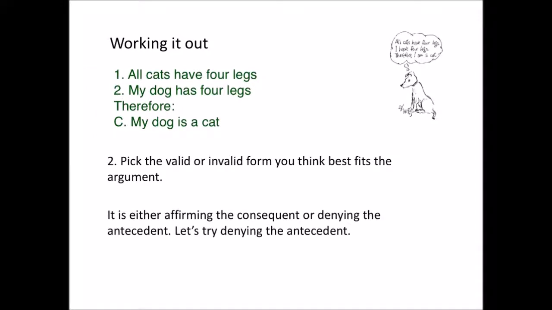So step 2, pick the valid or invalid form of argument you think best fits. Well, I thought this was invalid, so I'm going to pick one of the invalid forms. It's going to be either affirming the consequent or denying the antecedent. Let's begin by trying denying the antecedent. This won't work. This isn't denying the antecedent, it's actually affirming the consequent, as we saw before, but we'll see how the steps that I'm outlining will help you get the right answer.